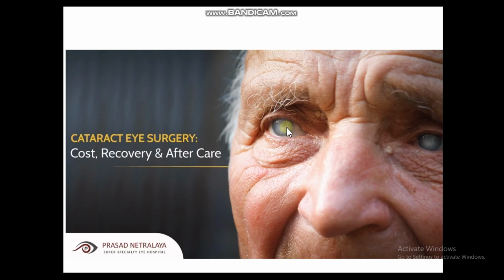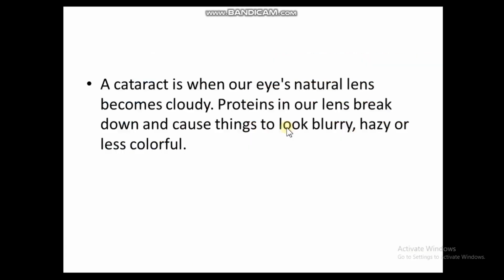Here the eyes become cloudy or milky. A cataract is when our eye's natural lens becomes cloudy. Proteins in our lens break down and cause things to look blurry, hazy, or less colorful. The lens is made of proteins and other things, and protein is very important. When this protein breaks, the eye becomes cloudy, and the person sees things blurry, hazy, or less colorful.